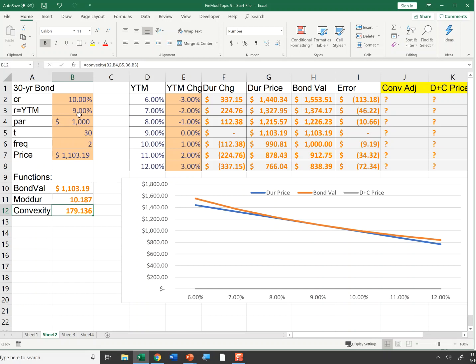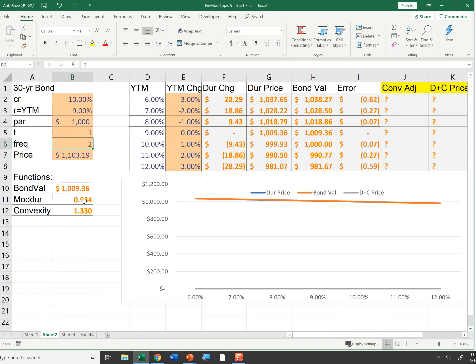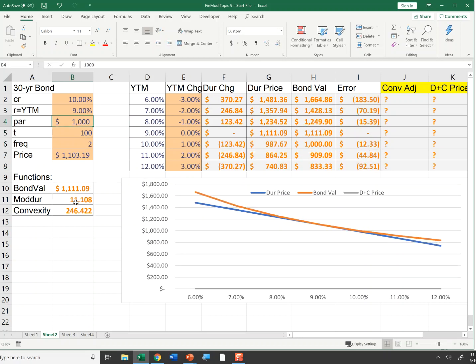Just for fun, I could make this a 1-year bond, and notice the duration falls to about 0.9 years and the convexity to 1. If I were to make this a 100-year bond, the duration goes to 11 and the convexity goes to 246. So what we see is as the maturity increases, the duration increases at a decreasing rate, and the convexity increases at a decreasing rate. But let's make that 30-year bond again.